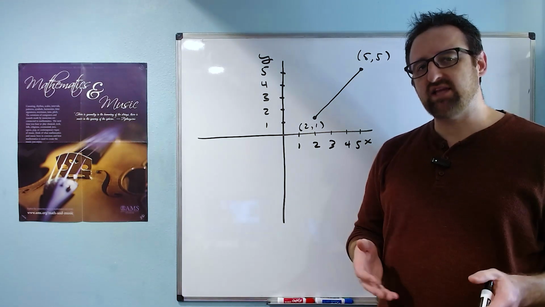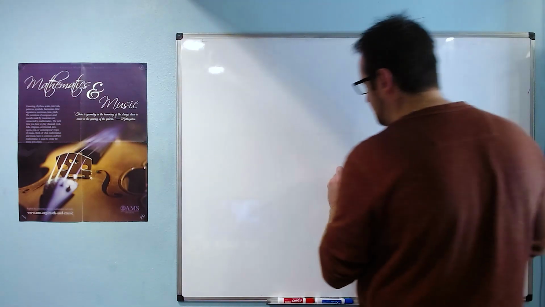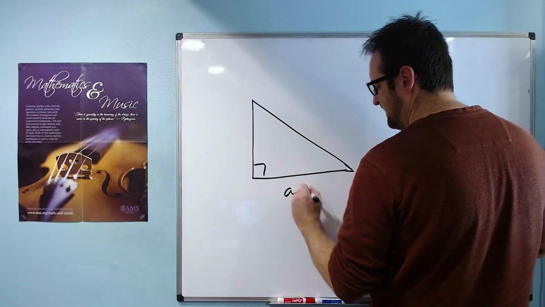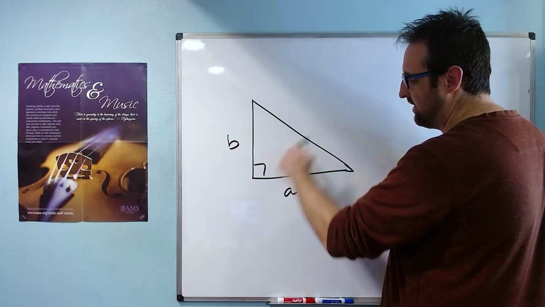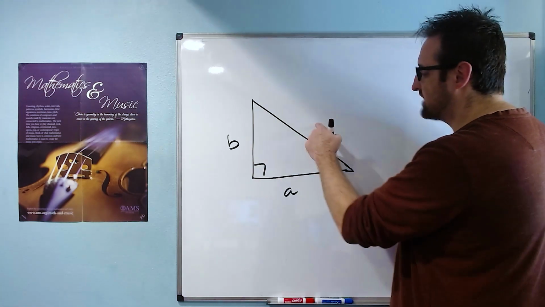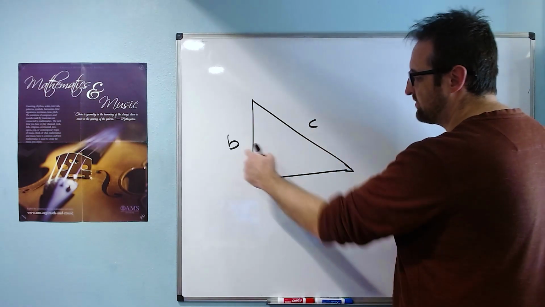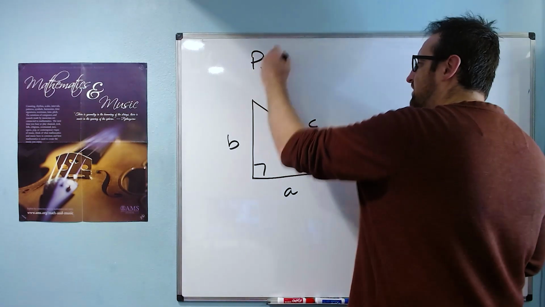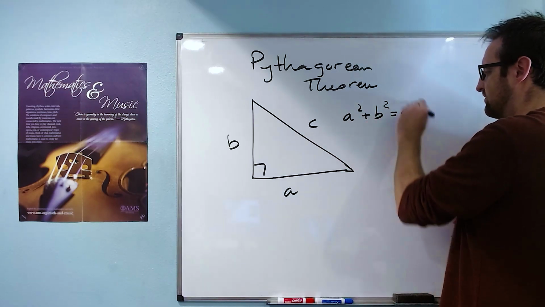Now, in order to get to that, we have to review a little bit about the Pythagorean theorem. So the Pythagorean theorem takes a look at a right triangle that has side lengths, leg lengths, A and B. So these sides here that are not opposite the 90-degree angle are called legs. The side opposite the 90-degree angle is called the hypotenuse. We typically label the legs A and B and the hypotenuse C, and that produces the Pythagorean theorem, A squared plus B squared equals C squared.